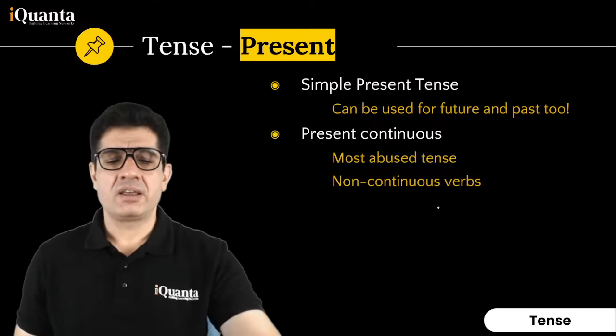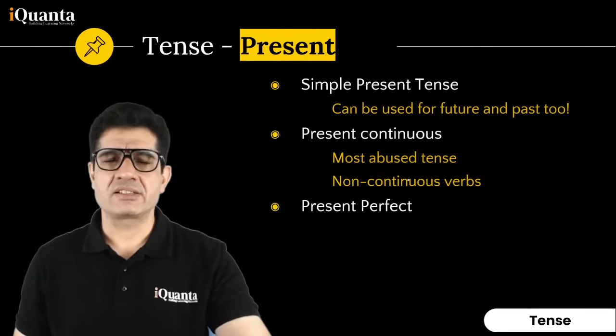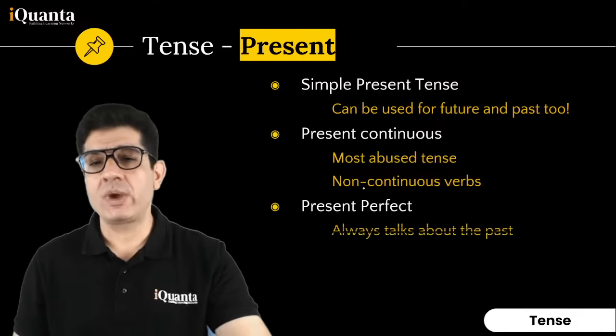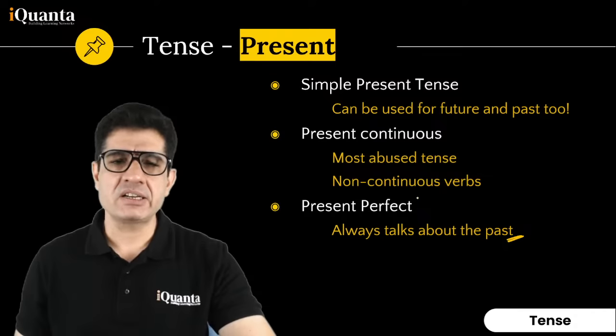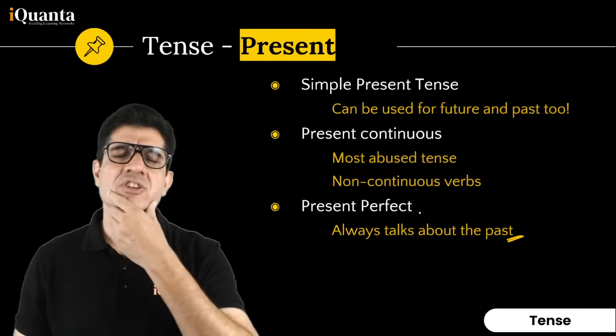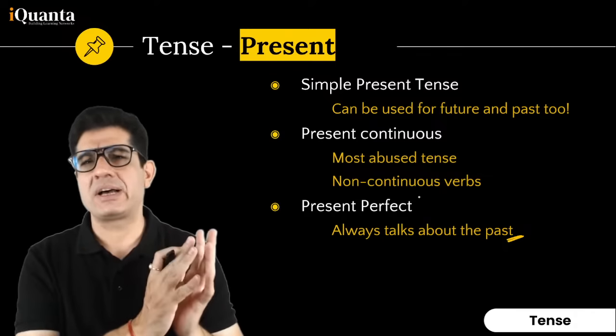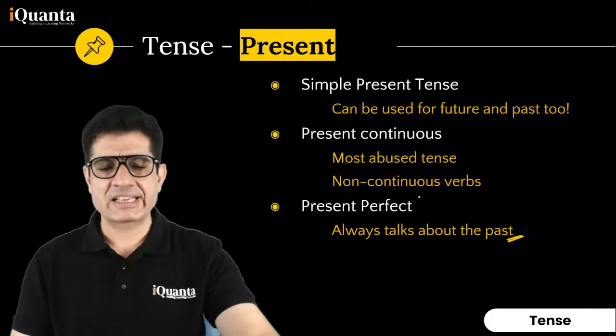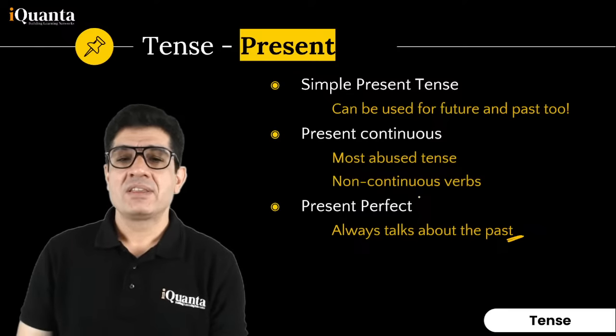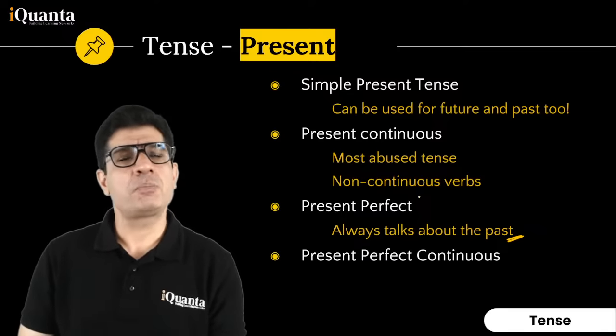Okay. Then present perfect tense. Present perfect tense always talks about the past. It never talks about the present. So basically, it talks about actions that have happened in the past. I will add a little more to it on our next slide. Okay. Then present perfect continuous.